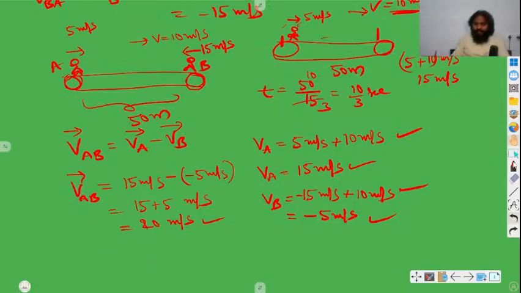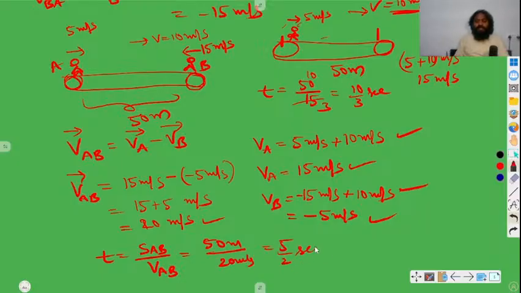And now here, after how much time will they both meet each other? Time is equals to relative distance between them divided by relative velocity. Now SAB is equals to 50 meters by 20 meter per second, right? Means 5 by 2 seconds. After 5 by 2 seconds they both will meet each other, right? Like that you have to calculate the relative velocity, or whatever the question, according to the question you have to solve the problem. Hope you understand well, right?